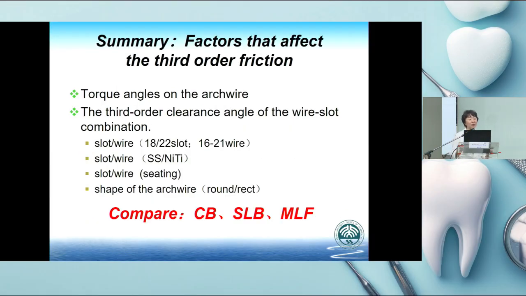So, summary. Factors that affect the third order friction. What are the factors? First is the torque angle on the archwire. Second, the third order clearance angle of the wire slot combination. You have different combinations. So please think about, for the conventional brackets, for the self-ligating brackets, and for the MLF brackets, which combination is better for third order friction control?